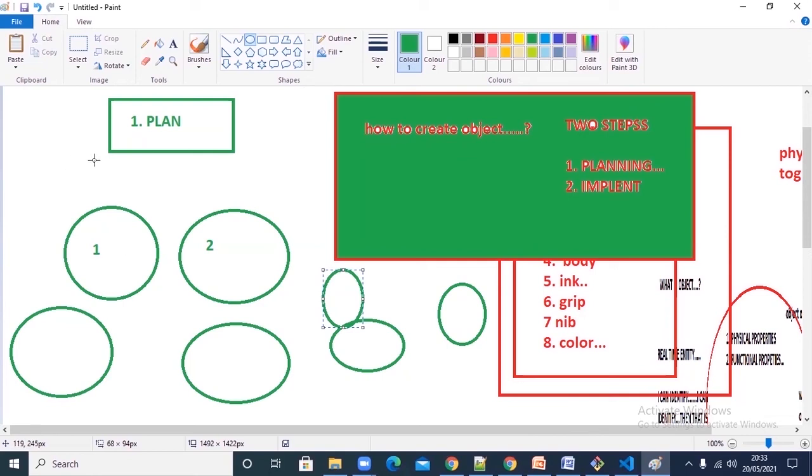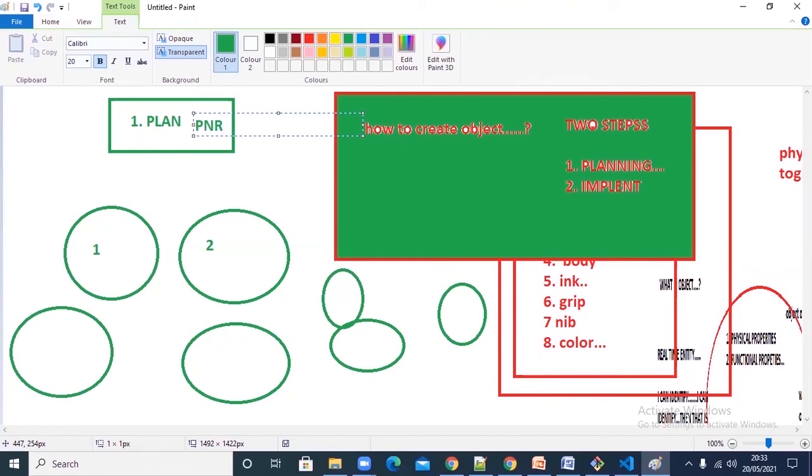I'm just taking an example here again. I have a plan of a pen. Okay, this is a pen. Plan of a pen. So the first object is the first pen, right? The second object is the second pen. Can I create like this 10 pens? I can create. So each and every pen is the same, right? Same physical properties and functional properties.